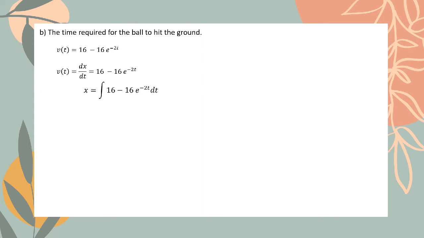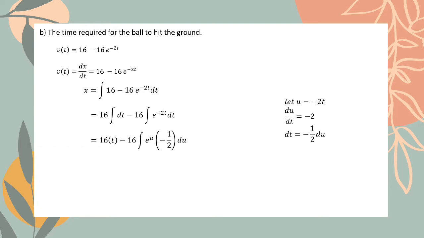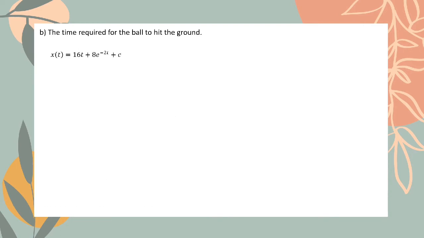From here, we will simplify the calculation. Then, we let u equal to negative 2t. We get dt equal to negative 1 over 2 du. Here, we substitute into the equation, knowing that u equals negative 2t and dt equals negative 1 over 2 du. After that, we simplify and get 16t plus 8 e to the power of u plus c. So the equation of x(t) is 16t plus 8 e to the power of negative 2t plus c.